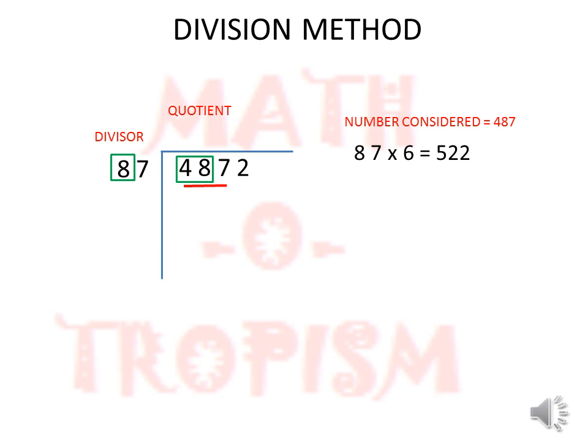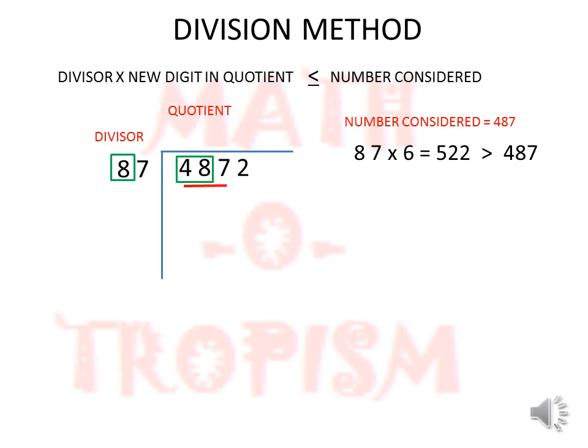So, 522. This 522 is nothing but the divisor times the number in the quotient. I see that is greater than the number considered, which is 487. So, always the divisor into the number which I am going to put in the quotient should be lesser than or equal to the number considered. So this is not possible. No, a lower multiple. So it is 87 into 5.